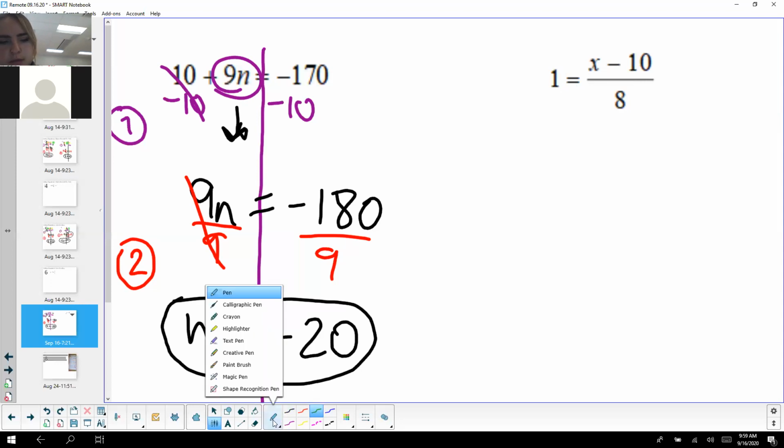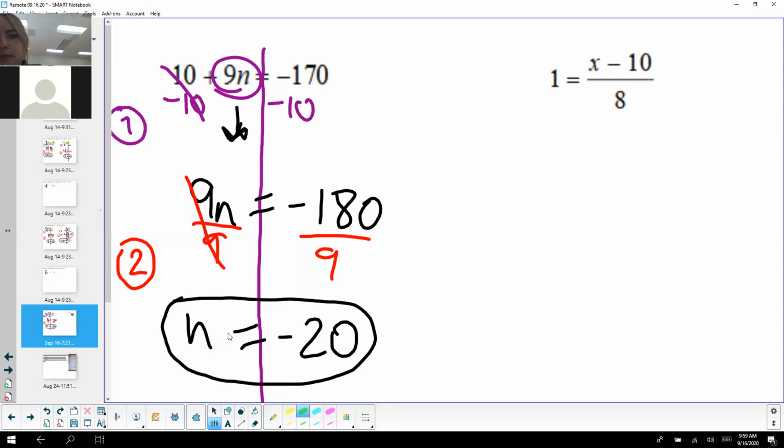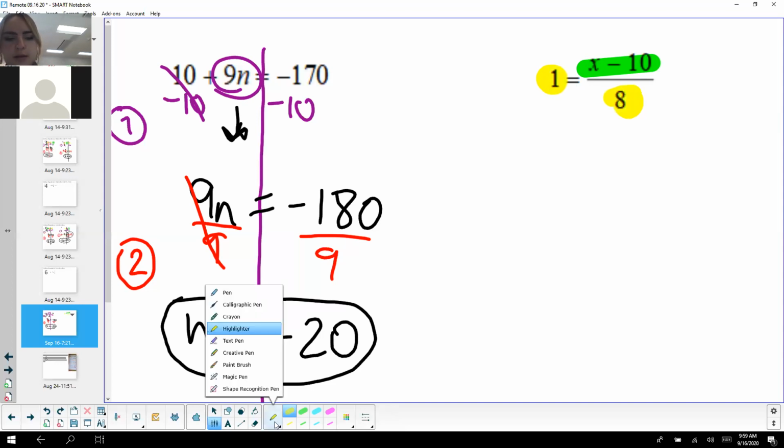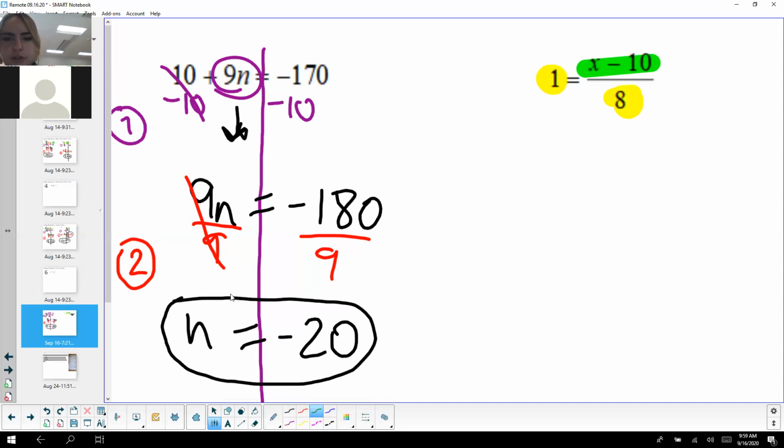I'm going to highlight this just so you can see what I mean. We've got x minus 10, and I'm going to consider that our variable term, and I'll tell you why. It's its own expression. The whole expression x minus 10 is being divided by 8. It's not just x, it's not just negative 10. X minus 10 is being divided by 8. So I just highlighted that whole expression because I need to get rid of that 8 first.